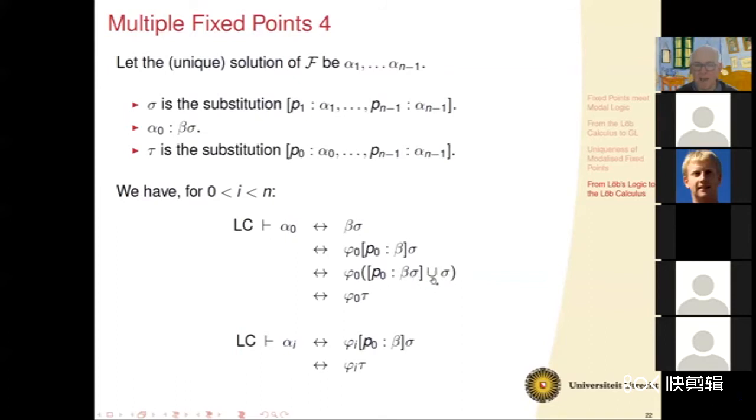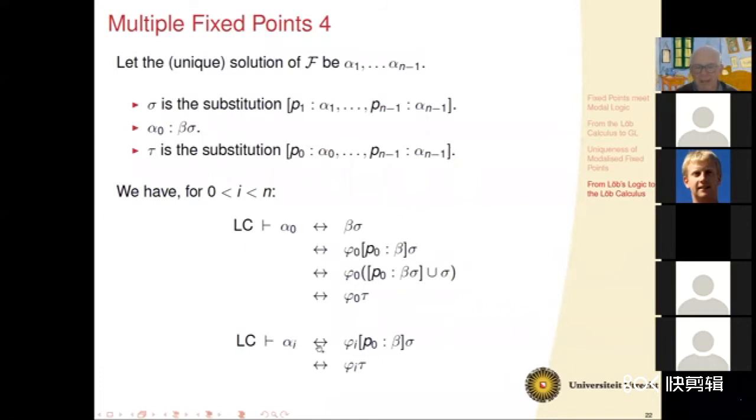But if you look at this one, look through slitted eyes, well, close your eyes a little bit, and you will see that this is just tau, right? Because tau sends p0 to alpha 0, where alpha 0 is beta sigma, and for the rest it's like sigma, right? So this is really tau, and so it's alpha 0 if and only if phi 0 tau. But that's precisely the fixed point equation for alpha 0.